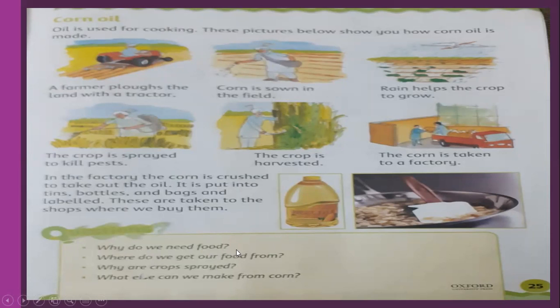Why do we need food? To get energy. Where do we get our food from? Plants and animals. Why are crops sprayed to kill the pest? What else can we make from corn?